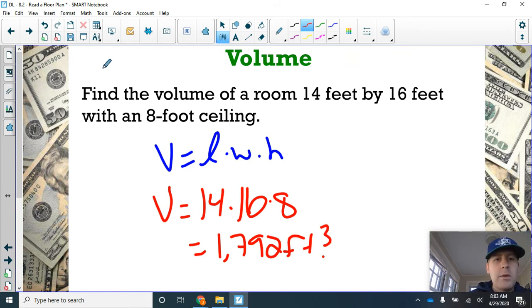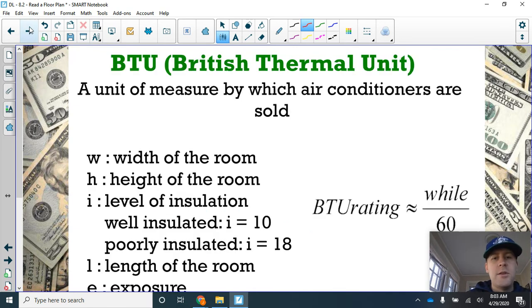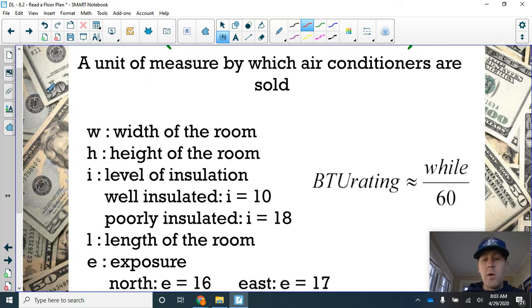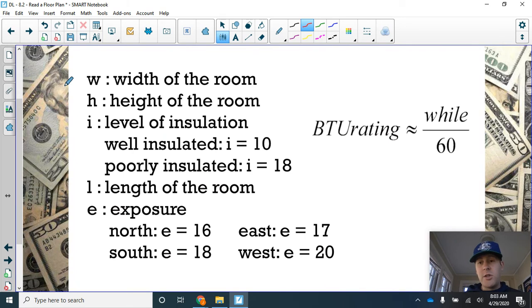All right, so why are we talking about volume? Well, the last thing we have to do is this thing called the British thermal unit, okay? Now, a BTU, or a British thermal unit, is what we use to represent how efficient or how powerful an air conditioner is. And if you go shopping for them, you'll see them rated on how many BTUs they have. Okay, there's a formula to figure out what type of air conditioner you need based on the type of room you have. So the formula here is W times H times L times I times E, divided by 60.